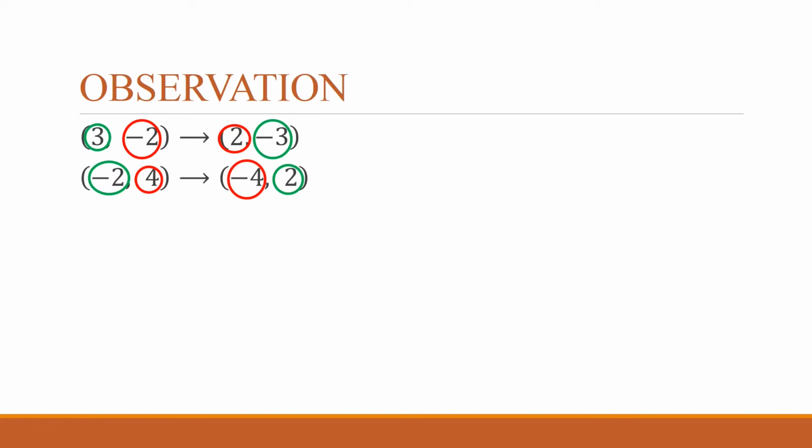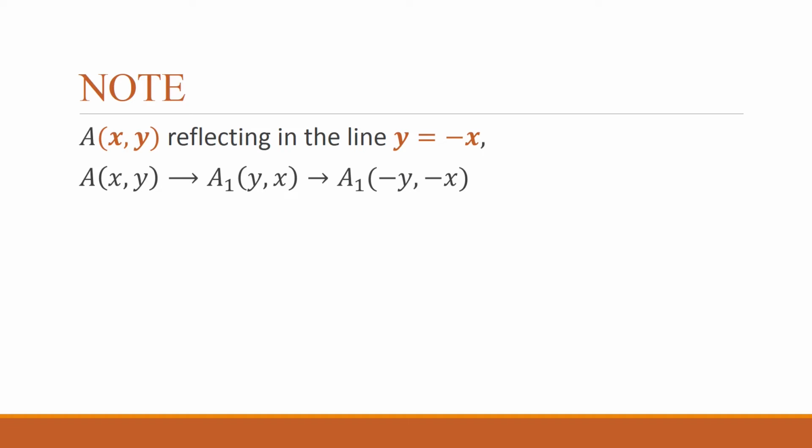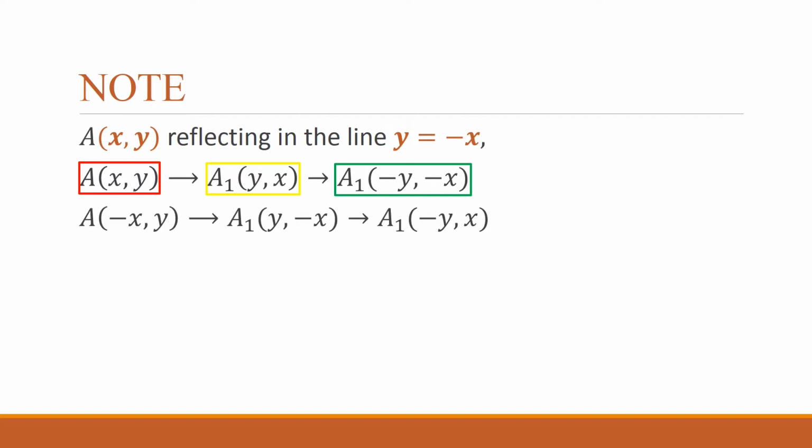So what does this imply? Let's take note that anytime I have a point A, which is (x, y), and I'm reflecting in the line y equals -x, this implies that the point given in the question, which is point A, (x, y), first I have to reverse it, so it becomes (y, x). Then afterwards I negate both sides. So after negating both sides, I'm going to get (-y, -x).